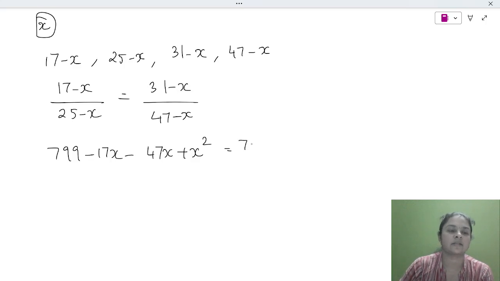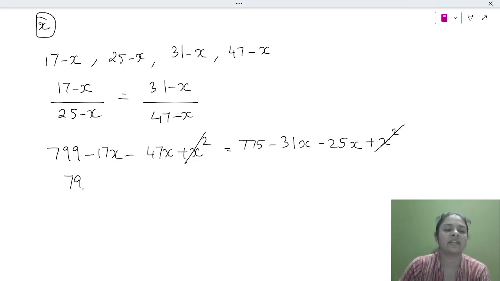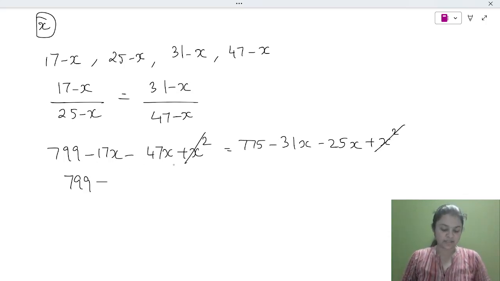31 and 25. 775 minus 31x minus 25x, minus of minus again plus x square. So plus x square in the RHS and LHS will get cancelled. Now you are left with 799 minus 17 minus 47. Add the two negative numbers, you get 64.